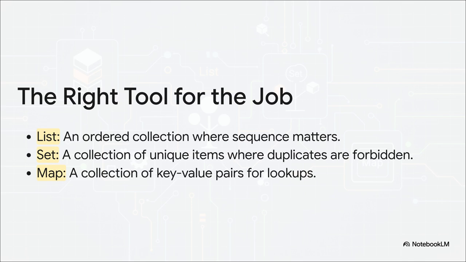Think about it in real terms. Are you storing a user's click history? Well, the order of those clicks matters, right? That's a job for a list. What about the roles a user has, like admin or editor? You definitely don't want duplicates there. That's a set. And what if you need to look up a user's profile using their unique email address? That's a perfect use case for a map. Grabbing the wrong tool here isn't just about performance. It can lead to some really nasty, hard-to-find bugs.